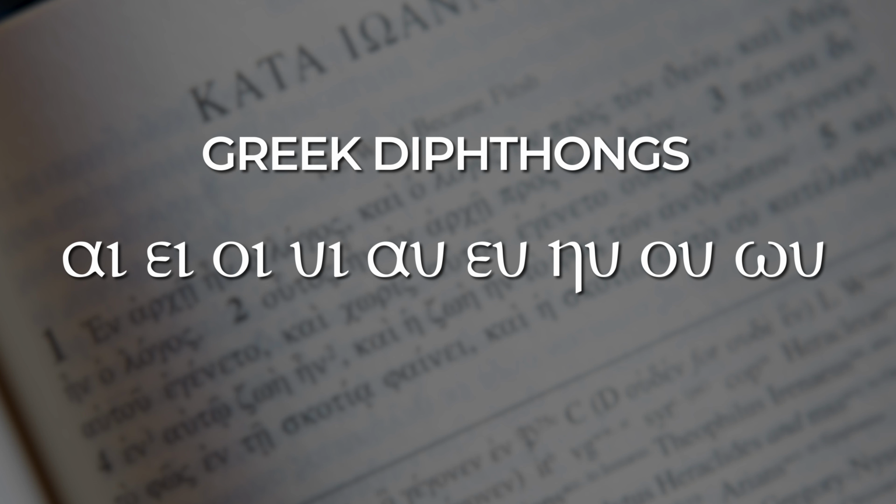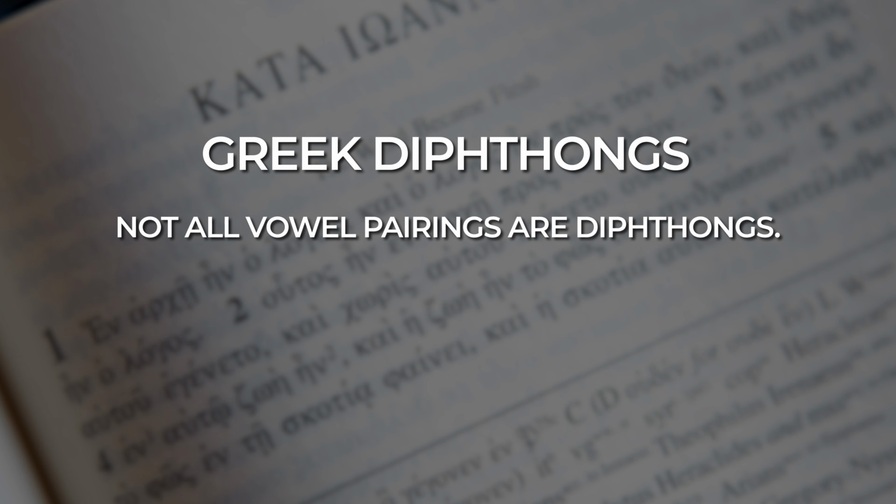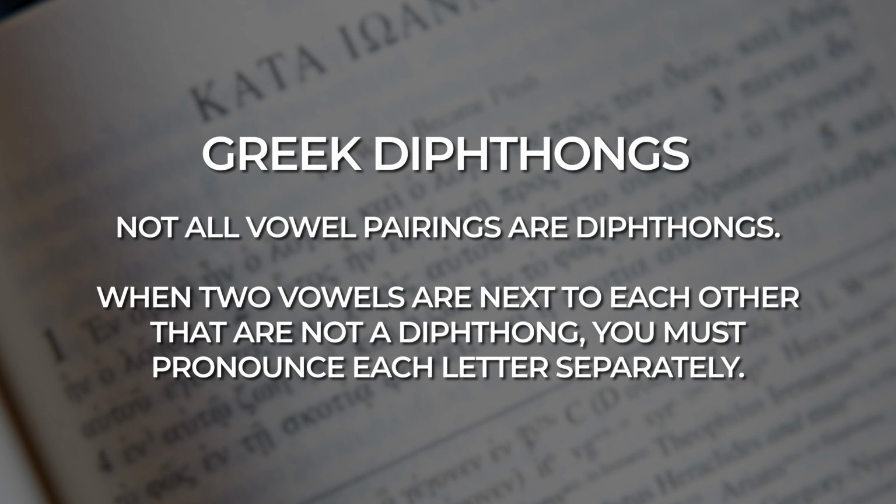I found the sounds produced by these vowel pairings to be fairly intuitive for the native English speaker. Once you've learned the alphabet, the diphthongs are easy to recognize and pronounce. Note, however, that not all vowel pairings are diphthongs. When two vowels are next to each other that are not a diphthong, you must pronounce each letter separately.